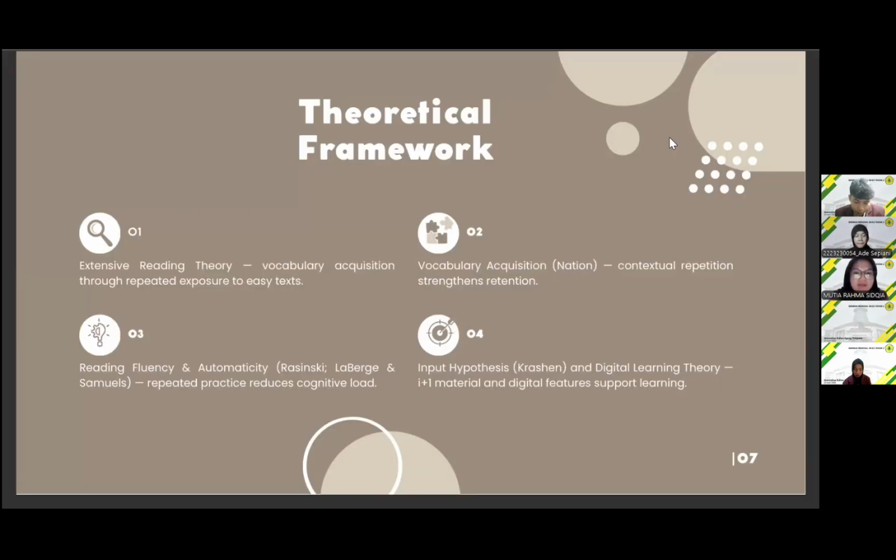And here are theoretical framework. The first is extensive reading theory, which explains that vocabulary improves through repeated exposure. The second, session theory of vocabulary acquisition, which emphasizes learning through context. The third is reading fluency theory by Rasinski, which highlights the importance of automatic reading. And last is Krashen's input hypothesis, which states that learners improve when they receive slightly higher level input supported by digital tools.